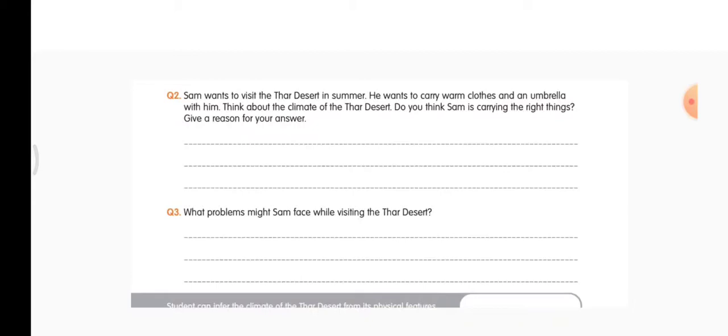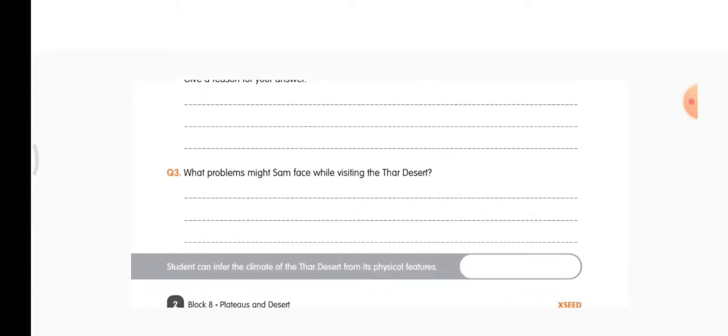First of all, the climate will be very hot in the desert, and if Sam is wearing warm clothes, is it right to wear warm clothes? What kind of clothes should he wear? And he is carrying an umbrella. Do you think it is really going to rain there? So now, do you think Sam is carrying the right things? You have to write your answer, whether he is carrying the right things, and what is the reason.